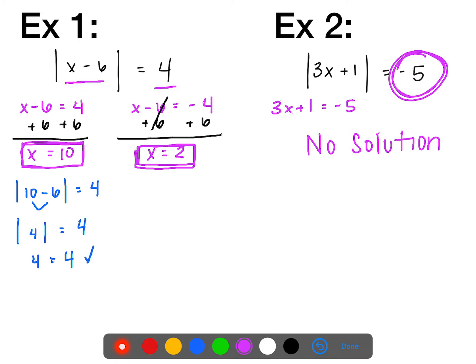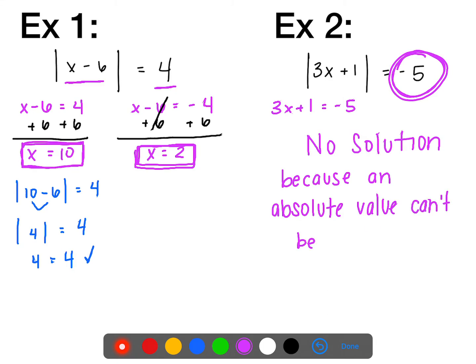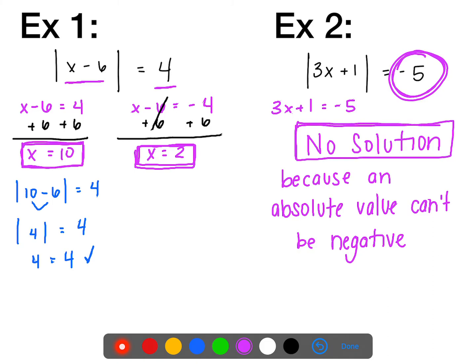So there's no solution, because an absolute value can't be negative. So if at any time you see an equation where the absolute value is equal to a negative number, you don't have to solve that. There's nothing that we can do because we can't have a negative number for an absolute value. So you're done. There's no solution.